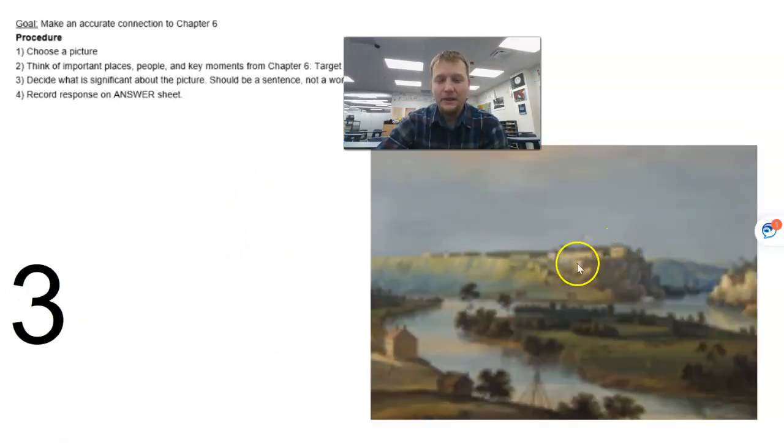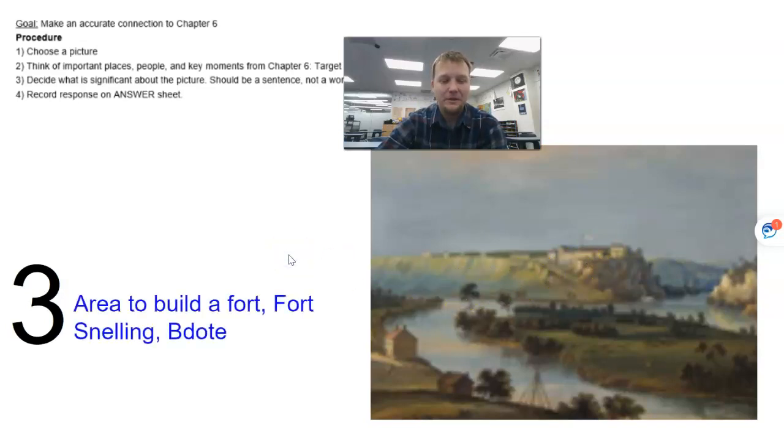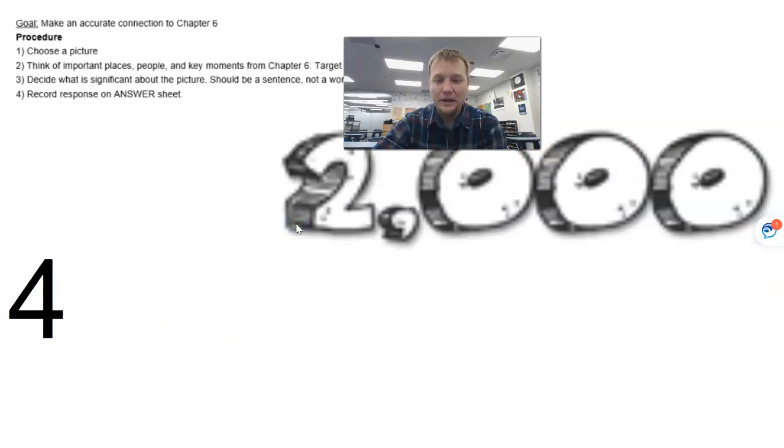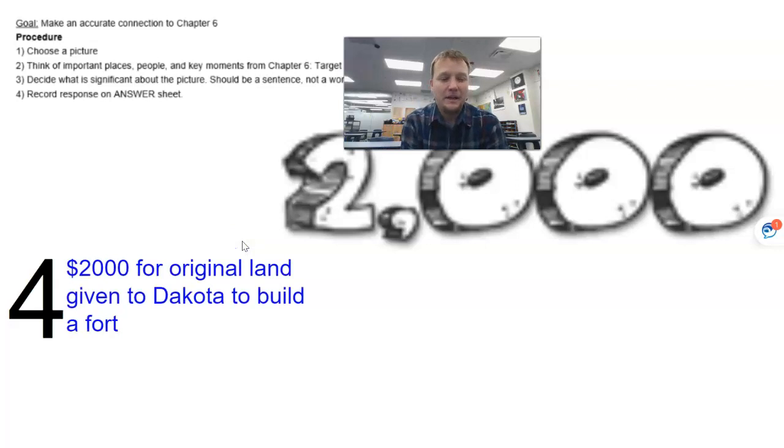Next one is the image of the fort being built. So something that you could talk about here is the building of Fort Snelling. You could talk about the vantage point up high, a good spot to build a fort, for that painting. The fourth one, $2,000. What that represents is the original money that the Dakota got for the land to build the fort. This is the money that Zebulon Pike went back to get from the United States government to give to the Dakota to buy that land.